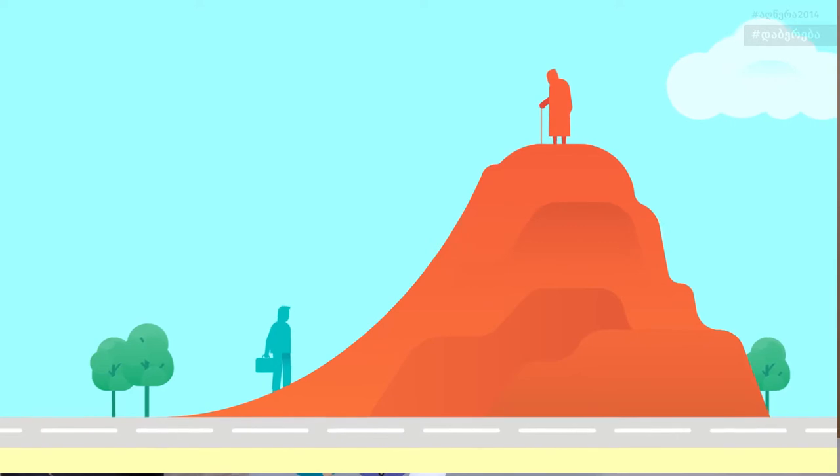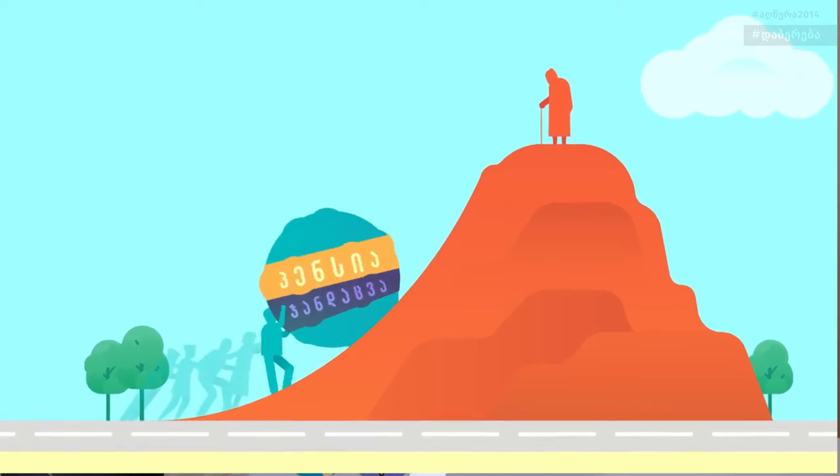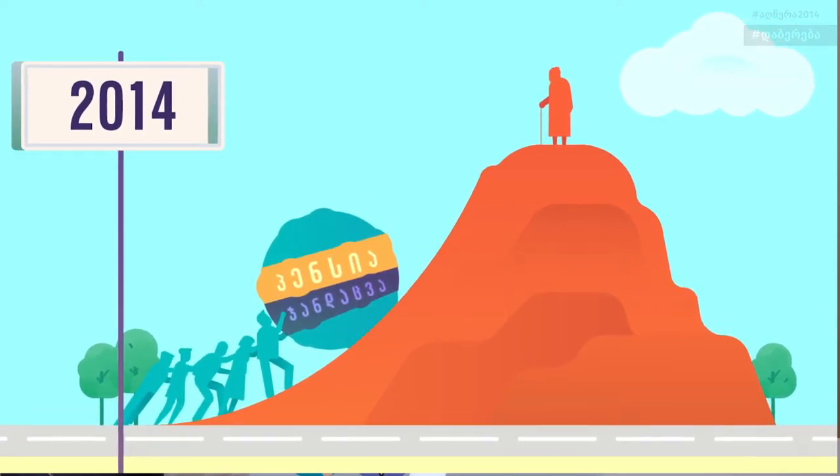The second animation is about the aging problem in Georgia. We tried to use symbols to show how hard it will be for young people to take care of pensioners, and we showed it with a big stone that symbolizes the burden.